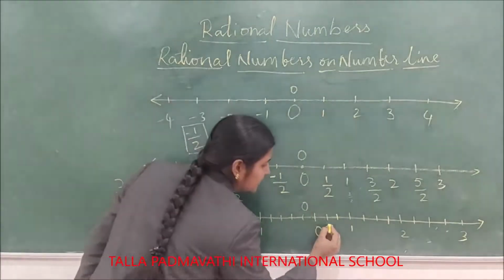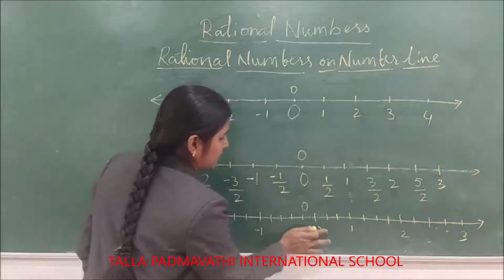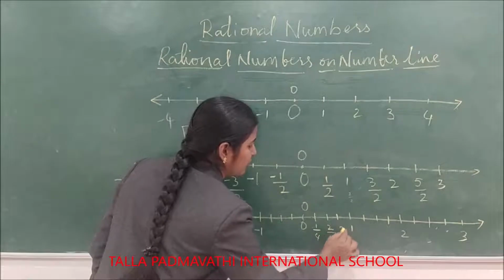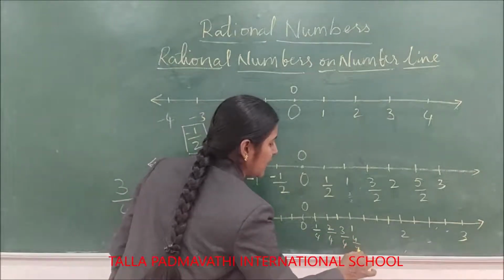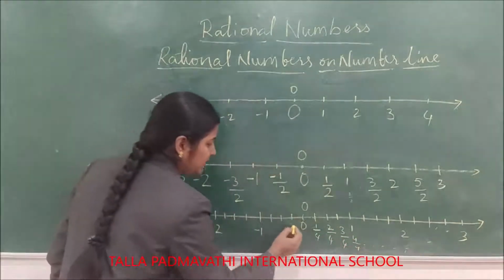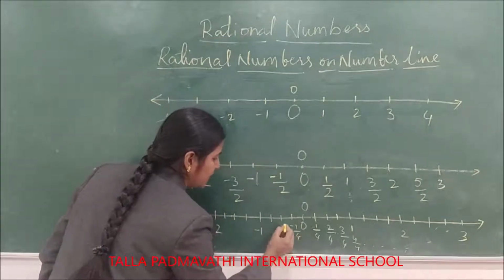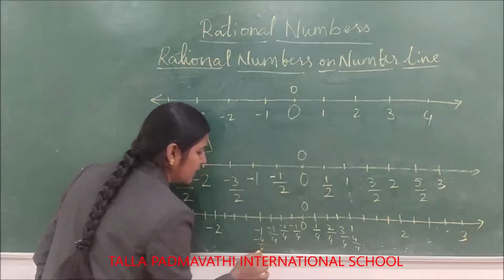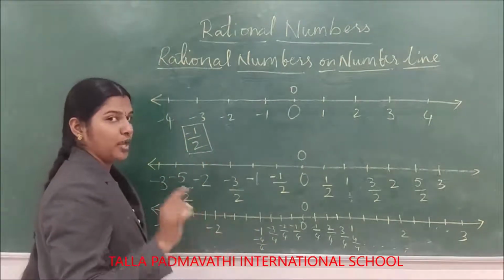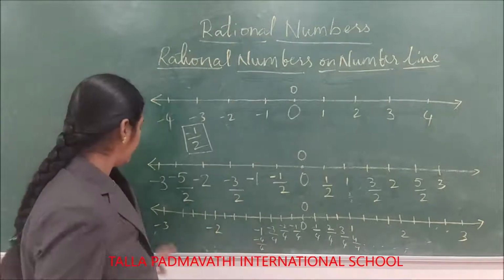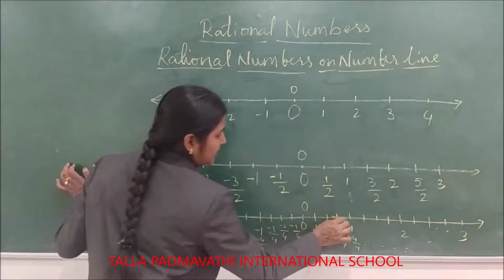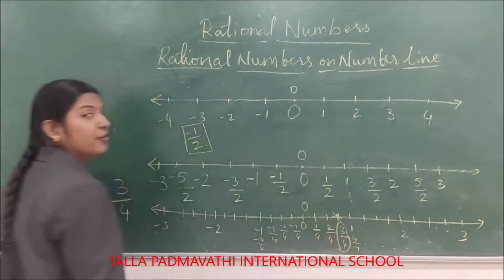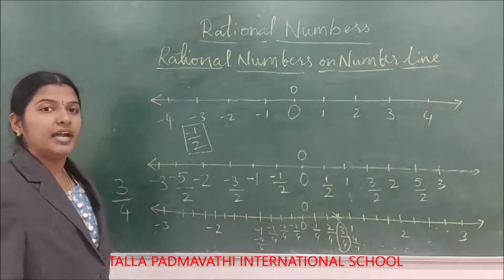Now just see here, this becomes 1 by 4, 2 by 4, 3 by 4, 4 by 4 and so on. Just see here this side, minus 1 by 4, minus 2 by 4, minus 3 by 4 and this will be minus 4 by 4. That is nothing but minus 1. Okay children, now see here where you got 3 by 4. Yes, here it is 3 by 4. So we have represented 3 by 4 on the number line.